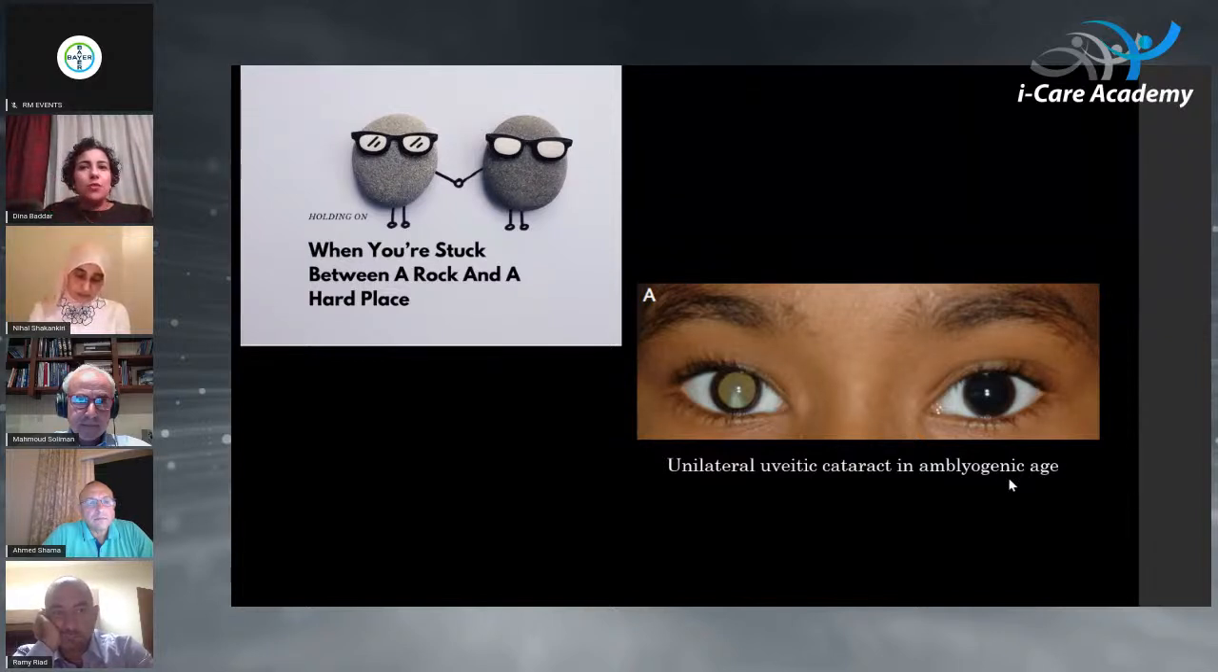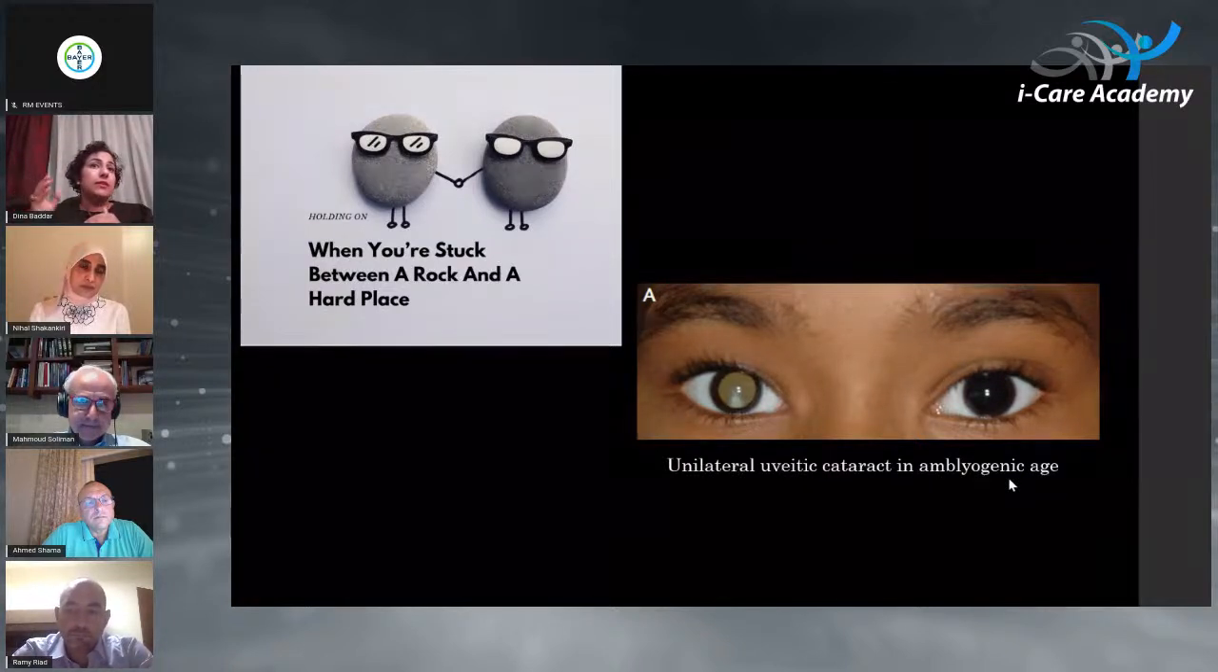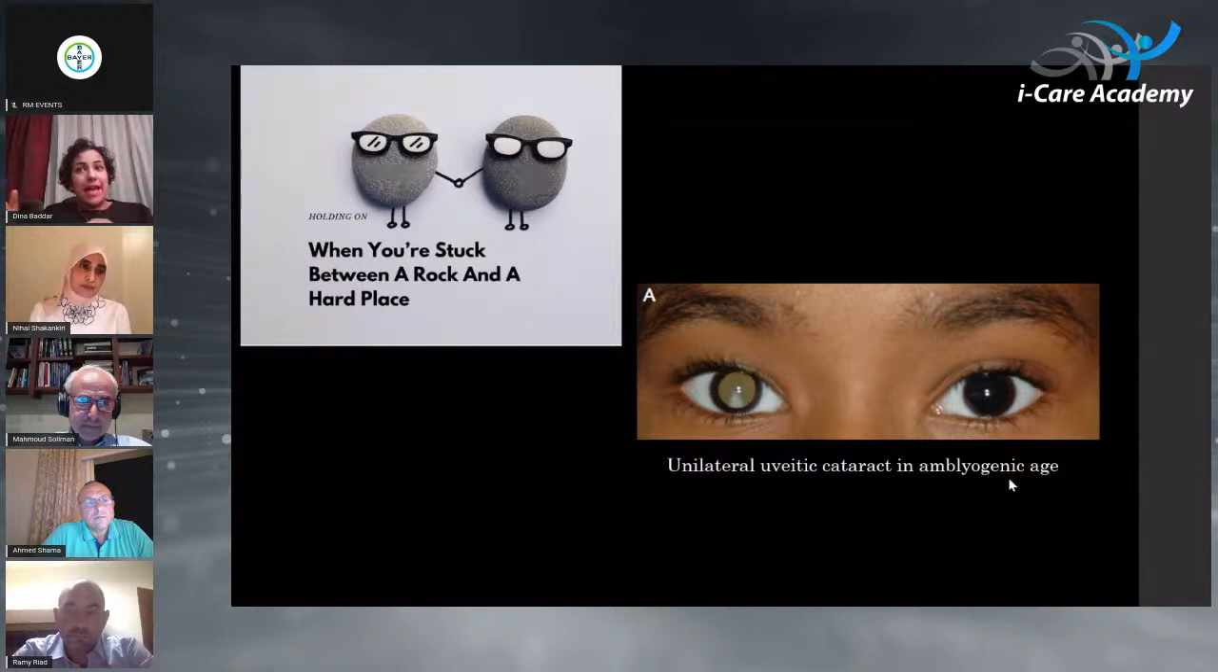Dr. Soliman, besides the JIA, and I know Dr. Nihal is going to talk about this at length, the anterior chamber granuloma that we sometimes see in Egypt, sometimes they present with this granuloma and cataract. How do you tackle that?